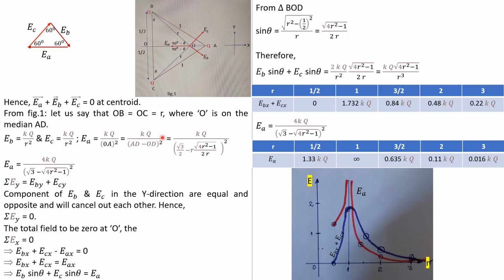And OD is R sine theta. But sine theta you can calculate from triangle BOD as this. So put the value and you will get this. Upon simplifying, the field at O due to the point charge at A will be this much.